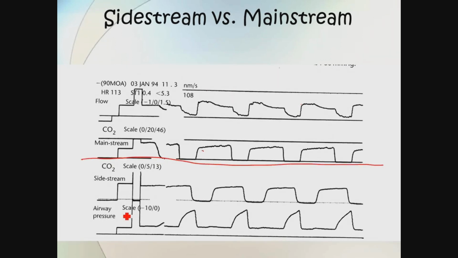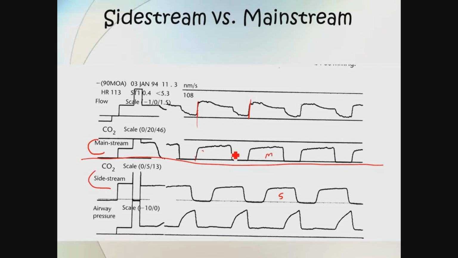This is side stream. This is mainstream. So main here, side here. And this is where the breath actually starts. This is looking at actual breath origination. And what you notice is that as the breath starts, you end up seeing end-tidal CO2 starting also. Or in this case, as exhalation starts, you start seeing the expired CO2 coming.